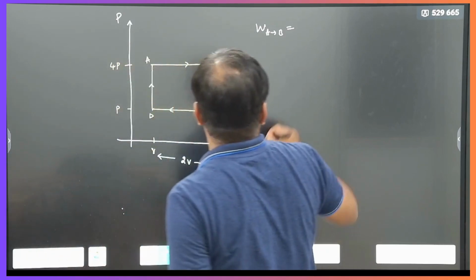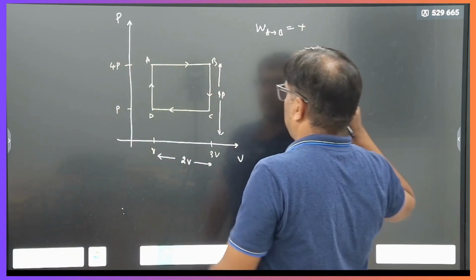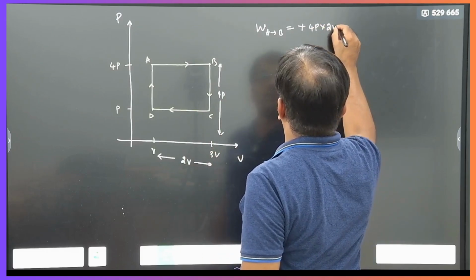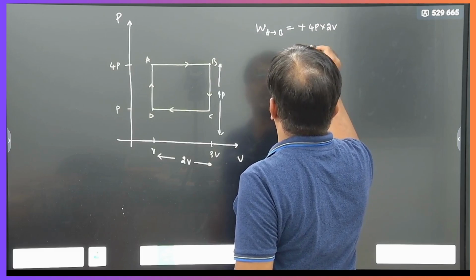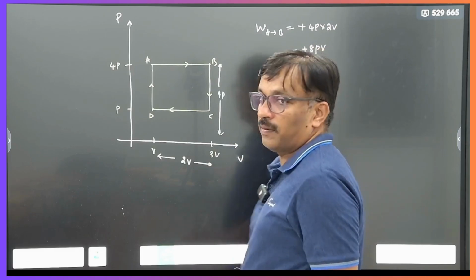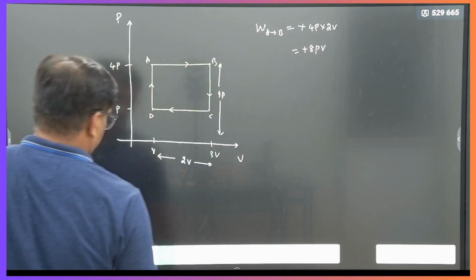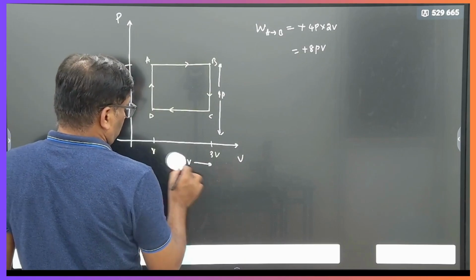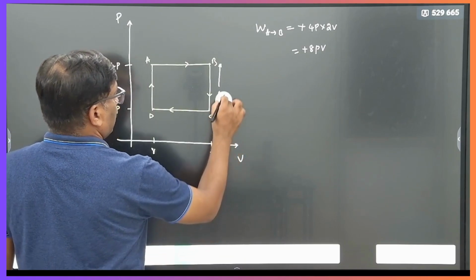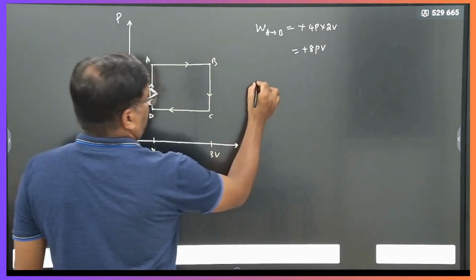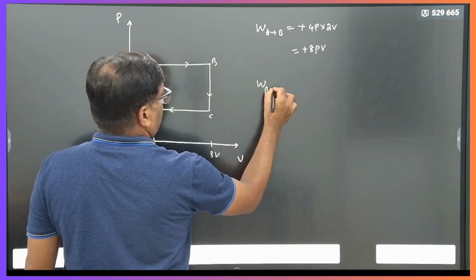So it will be nothing but a plus. So 4P into 2V, therefore plus 8PV will be the work done on this one. Clear? From A to B, positive. Clear? So now we'll go for another concept. So here, now, work done from B to C.